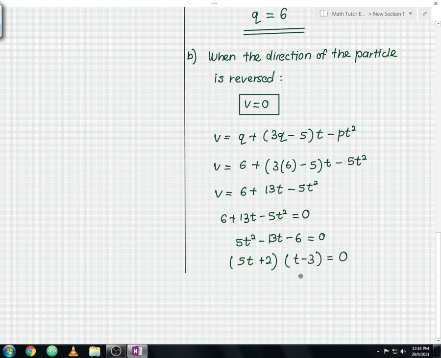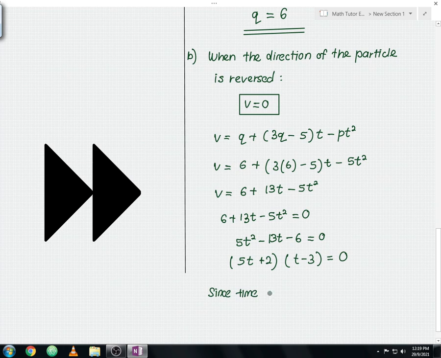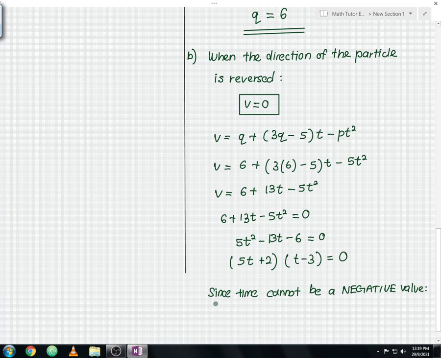But then you should know that your time cannot be a negative value. So from here, since time cannot be a negative value, you only can have one possible answer where your t is equal to 3 seconds. Okay. So let me underline the first solution for question part B.